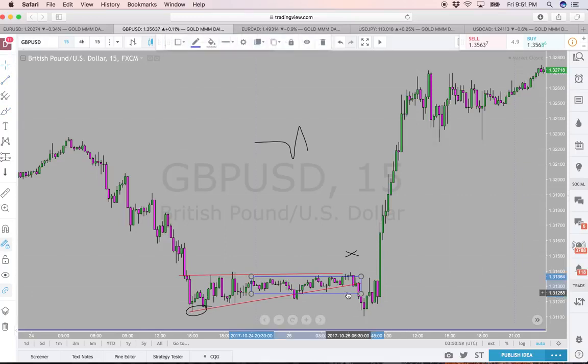Well, here's where the risk management comes in. I challenge you guys to take one trade per day. That's all.